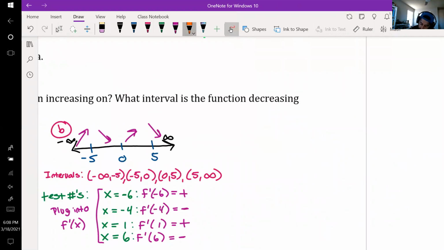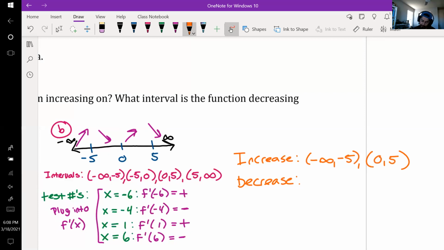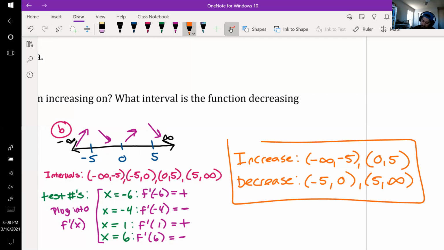Where are my intervals of increase and decrease? Increase from the sign chart is -infinity to -5 and 0 to 5. And decrease would be -5 to 0 and 5 to infinity.